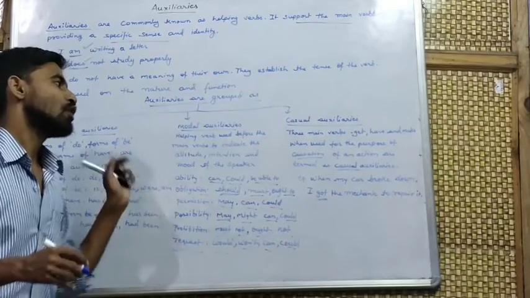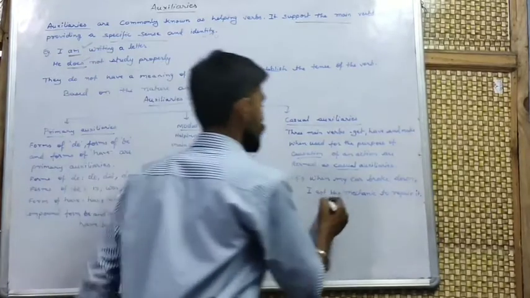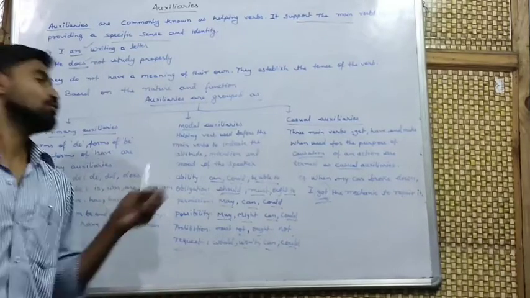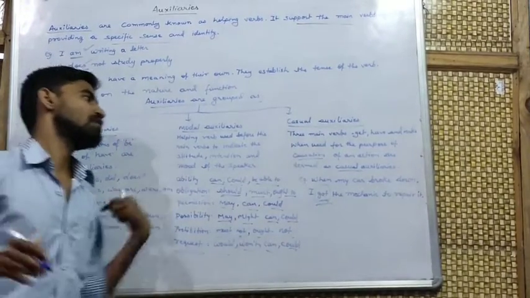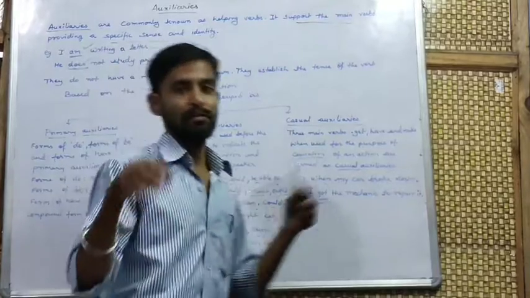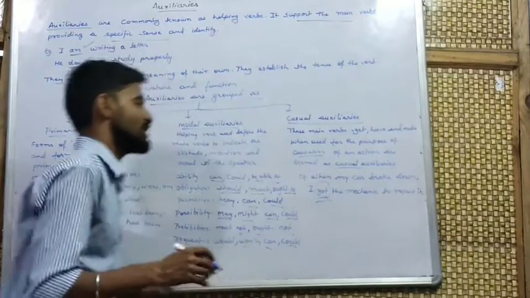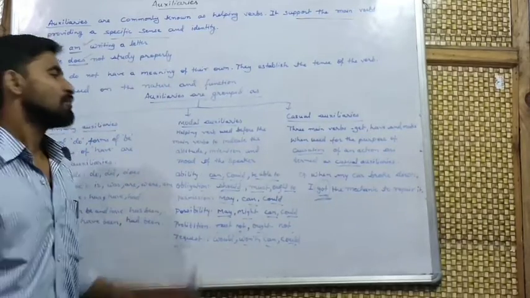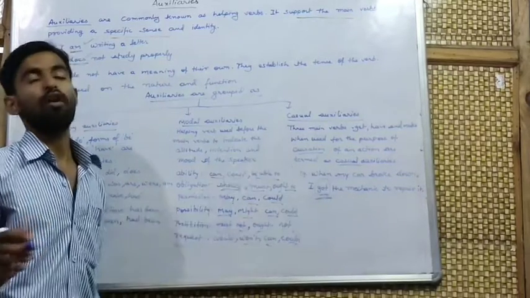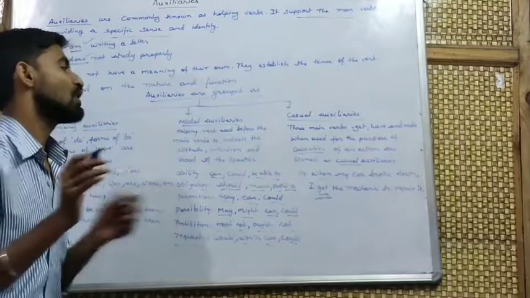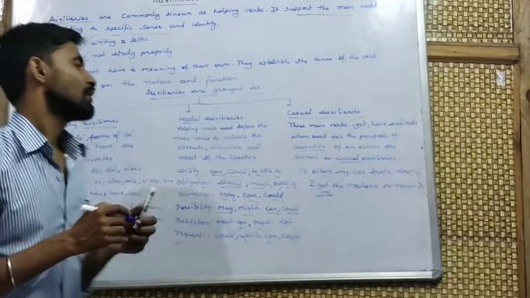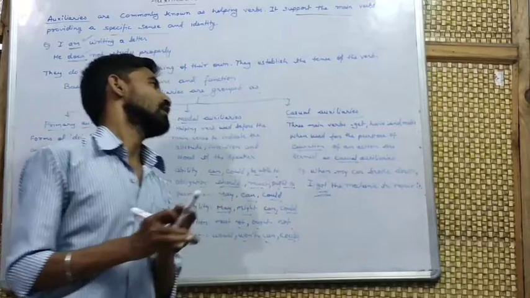They are used as a causation of action. What did he get? He got the mechanic to repair it. Here got means to bring. He brought a mechanic to repair. The word got has some other meanings, but here it is showing causation. These are the causal verbs.